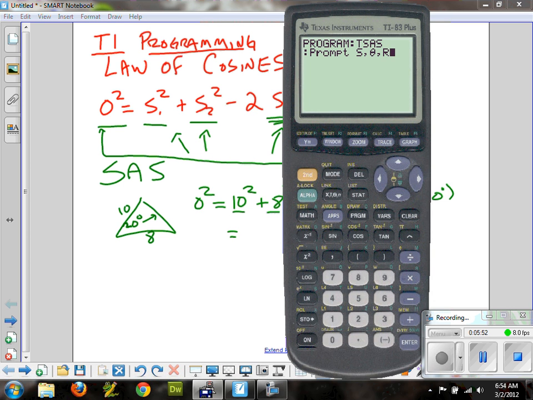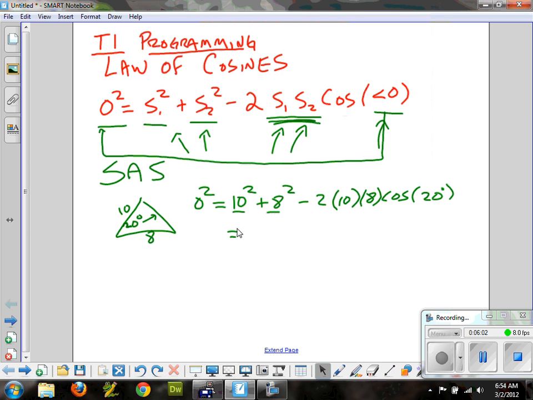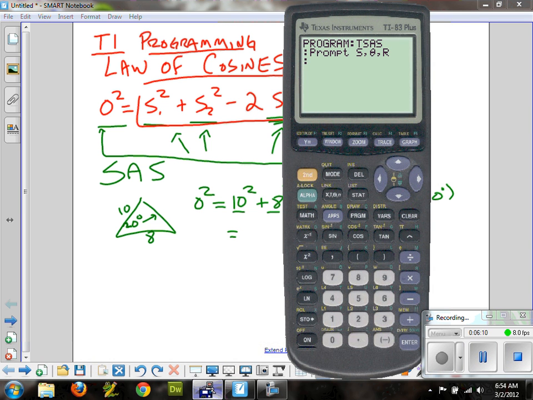So two sides and an angle are given. I'm going to have it calculate the formula. I have it actually calculate the full right side of the formula. So I'm basically going to plug this in using the variables that we've established. So back to the code.